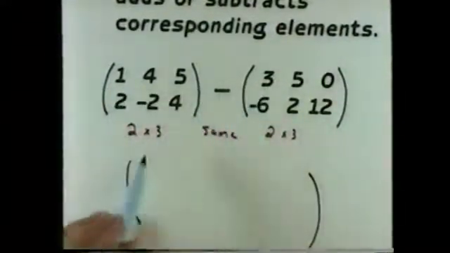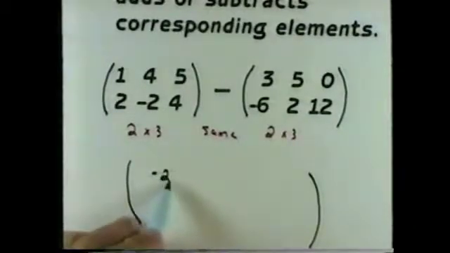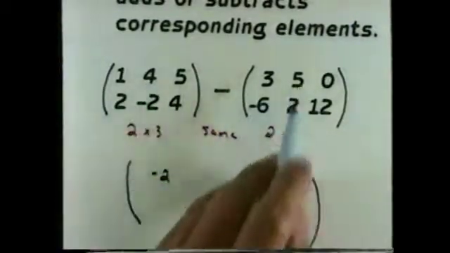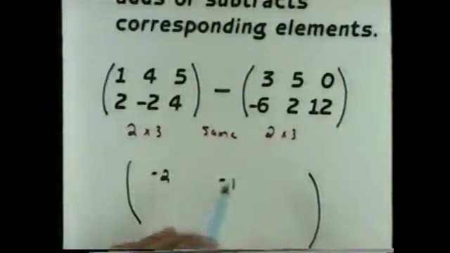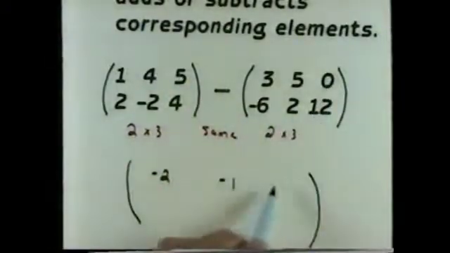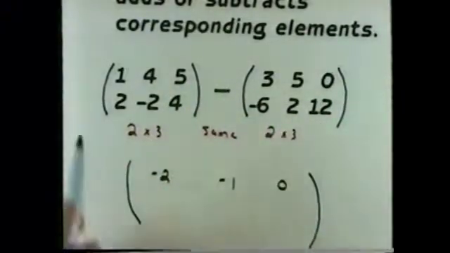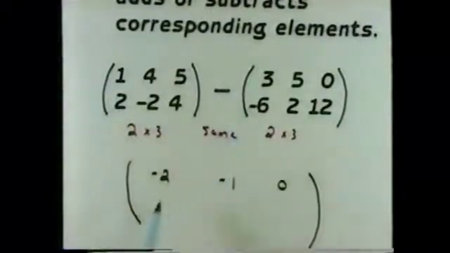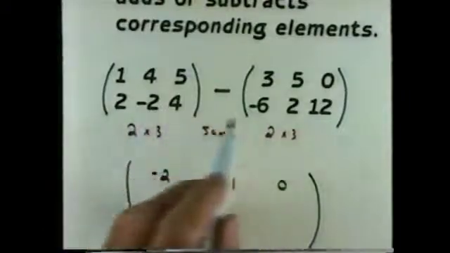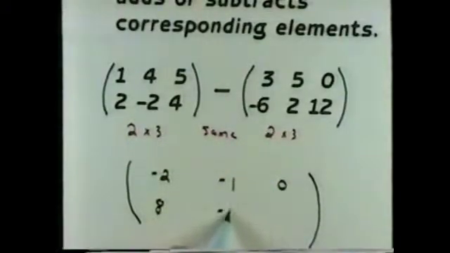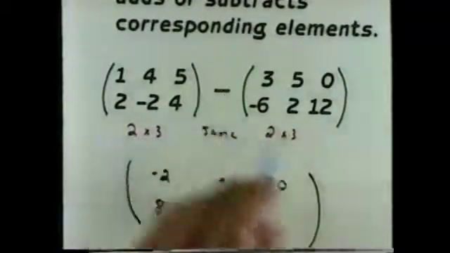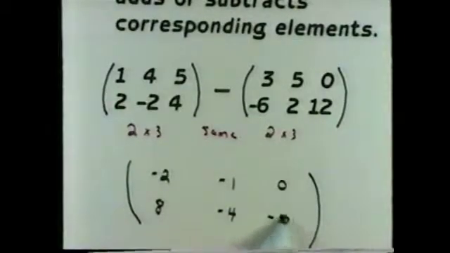1 subtract 3 is negative 2. 4 subtract 5 is negative 1. 5 subtract 0 is 0. 2 subtract a negative 6 is 8. Negative 2 subtract 2 is negative 4. 4 subtract 12 is negative 8.